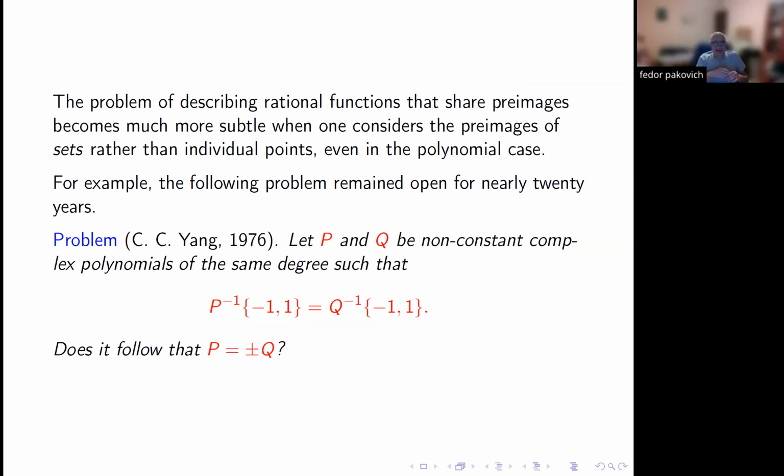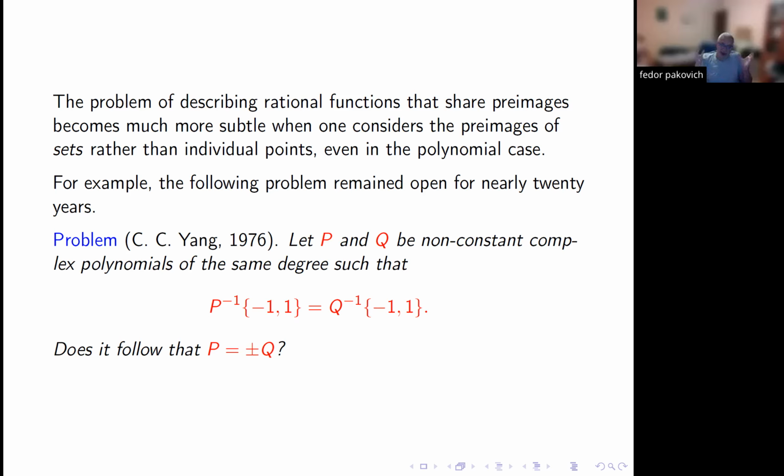So now the problem of describing rational functions sharing preimages becomes much more complicated if we consider, instead of preimages of points, preimages of sets. And even in the polynomial case, it leads to difficult problems. So let me just mention this problem which remained open for nearly 20 years. So assume we are given 2 complex non-constant polynomials of the same degree. And we know that the preimage of the set which contains exactly 2 points, -1 and 1, is the same under P and under Q.